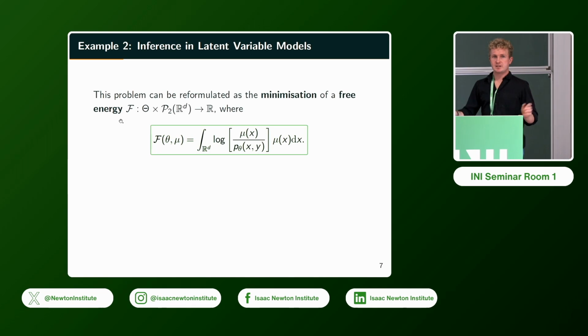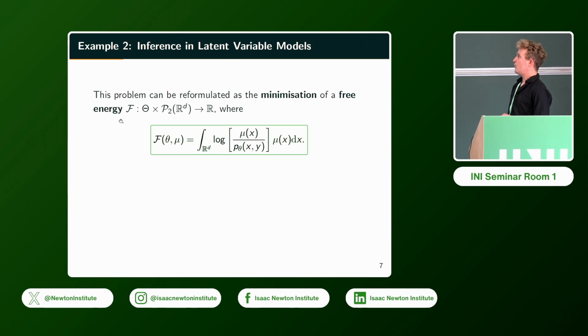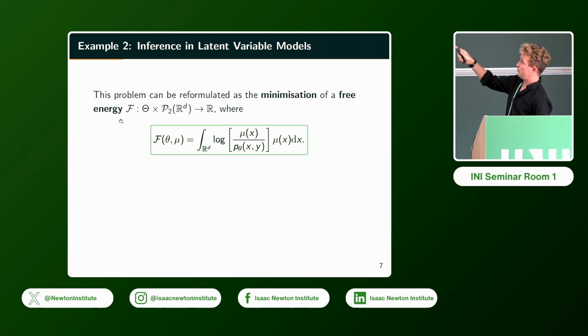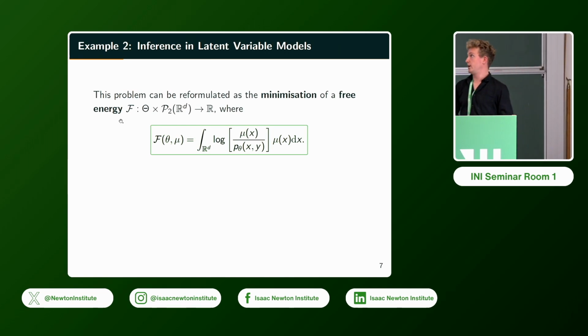But a very interesting perspective on this problem, which again dates back to the 90s but has been revisited in a series of papers in the last couple of years, is that you can view this problem as the minimization of a free energy functional. This looks quite like the KL divergence between mu and p_theta, but given p_theta is a joint distribution over x and y, when you expand things out, you see that this is equal to the KL divergence between mu and the posterior of x given y, evaluated at theta, minus the marginal log likelihood of the data.